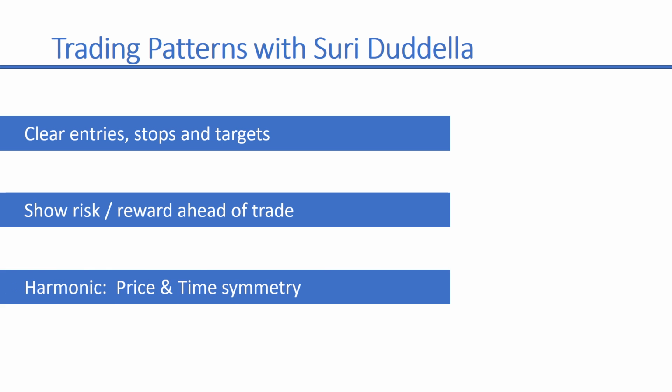Patterns display harmonic relationships between price and time swings. This produces symmetric rallies and declines, giving traders an advantage in determining key turning points. This symmetry is visible in all markets and in all time frames.